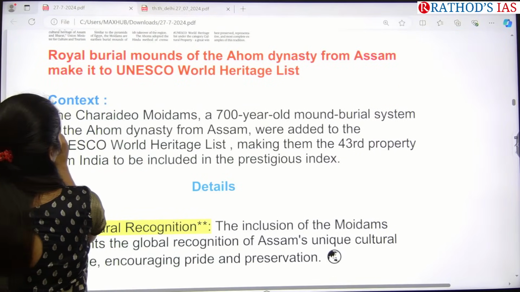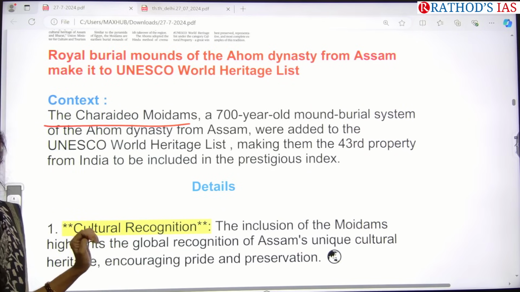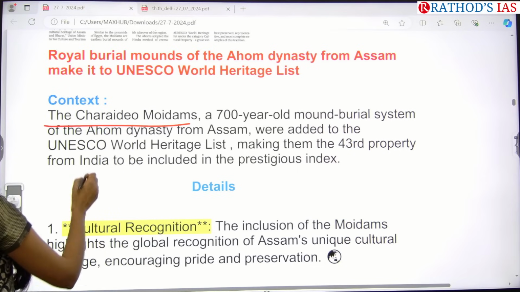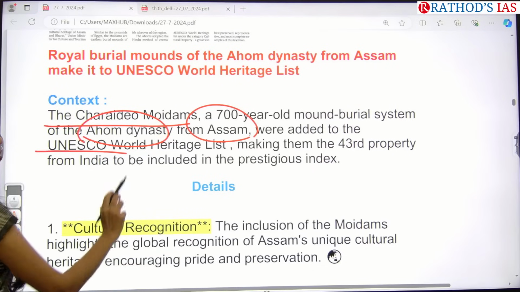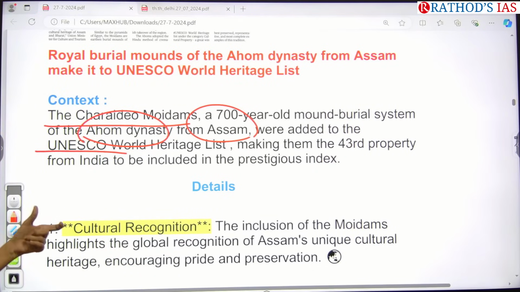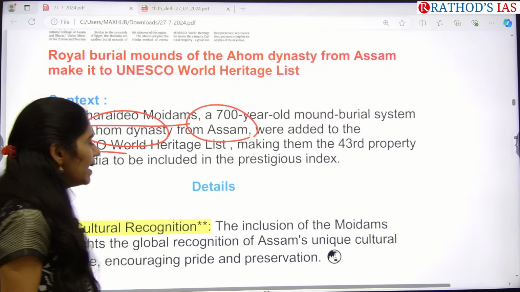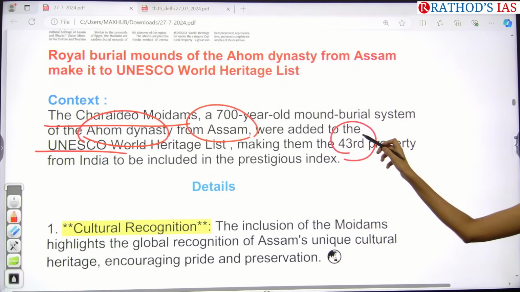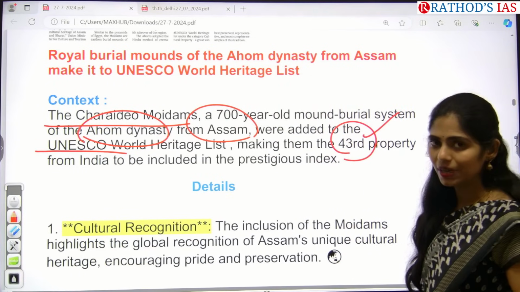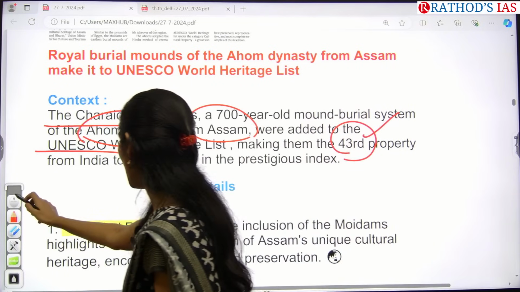It says that the Charaideo Moidams, a 700-year-old mound burial system belonging to the Ahom dynasty from Assam, were added to the UNESCO World Heritage List, making them the 43rd property from India. So the number here is 43, from India, which got this tag.